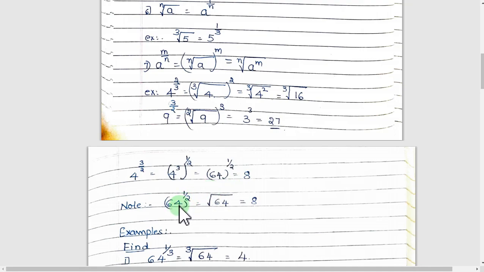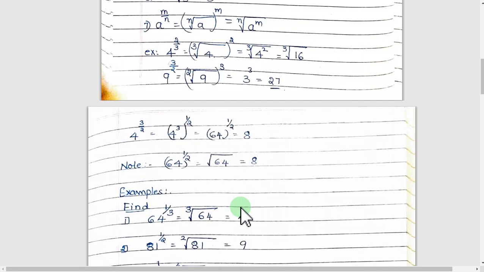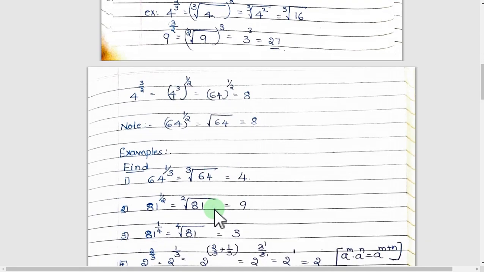See here, 64 to the power of half is also equal to the square root of 64, as you have learnt. Square root of 64 means which number, multiplied by itself, gives 64. 8 8s are 64. So the square root of 64 is 8. Now we'll see some example sums.